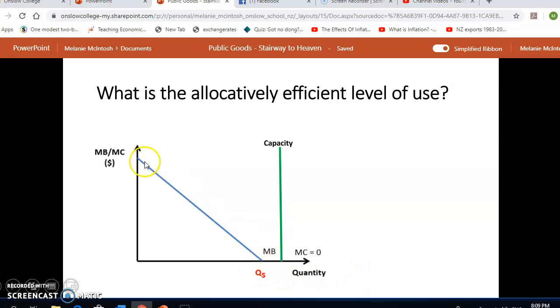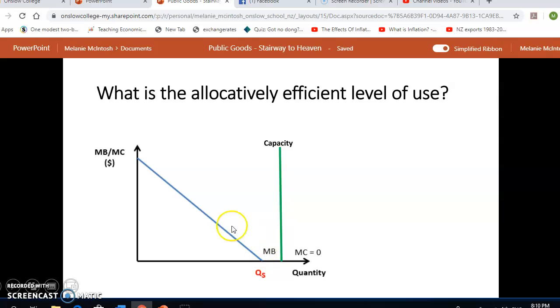All right, so MB: people use this good up to zero because it's free. Everyone who can will use it, and that's the maximum usage. If everyone who wanted to use the good can, then it will be consumed up to MB equals zero. And then the green line is the capacity of the resource. The way it's pictured here, the capacity of this good is greater than the usage.